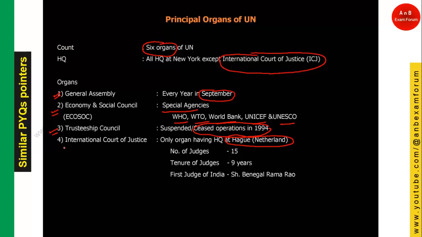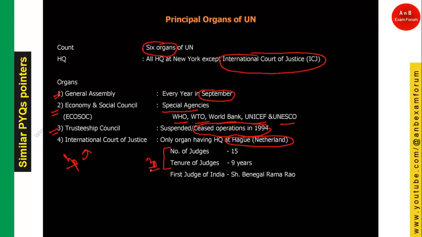A very important organ is the International Court of Justice. As I told you, it is the only organ which has headquarters at Hague, Netherlands. Hague is in the Netherlands, and the Netherlands is a European country, which you should remember. These two are very, very important pointers.